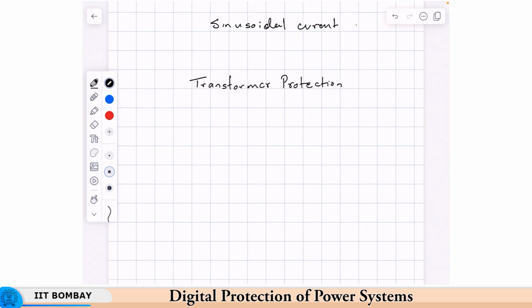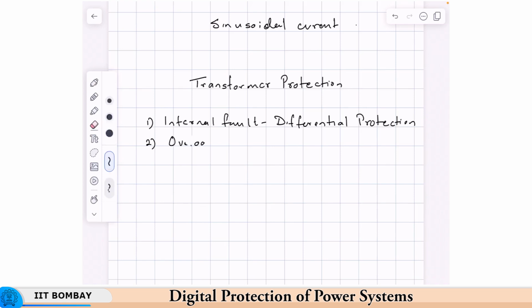Okay, so basically we are looking at 3 types of faults. One is the internal fault. This is best handled, especially for larger transformers, by differential protection. The second type, of course this is not exactly classified as a fault, but there could be overloading on the transformer.